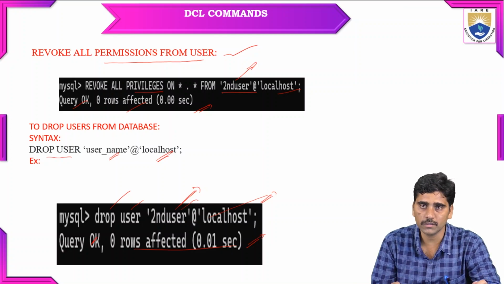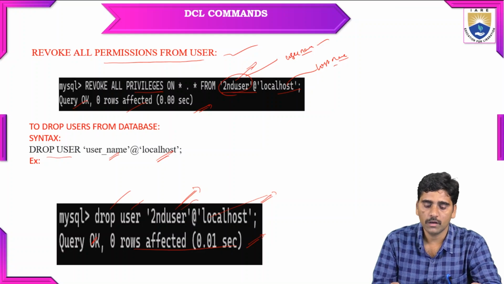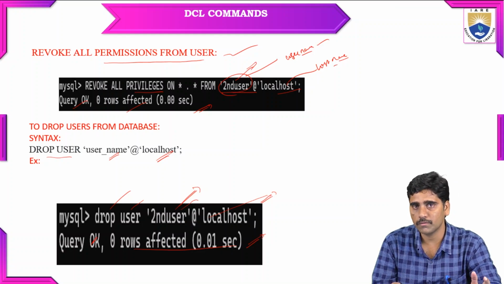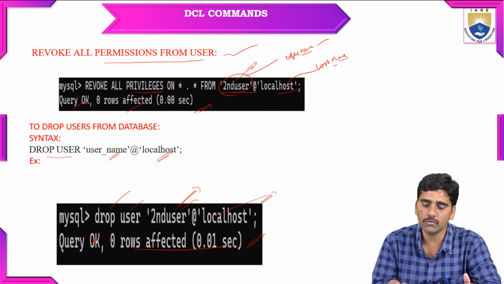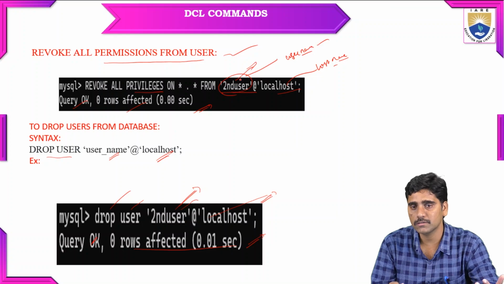Revoke all privileges on *.* from second user. So this is the user name, and this is the host name. Username and host name you need to specify. Now the query is executed and all the privileges will be revoked from that user. So now the user whose privileges were revoked is not able to access the selection of the table, nor the creation of the table.